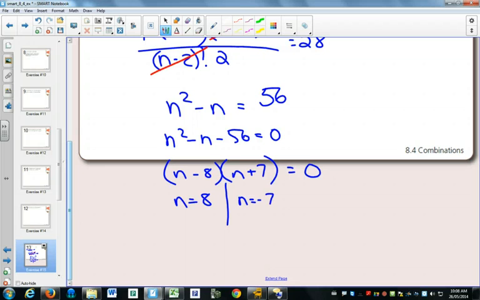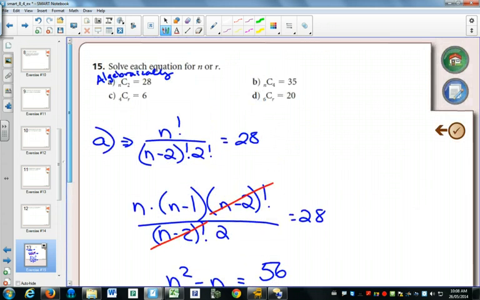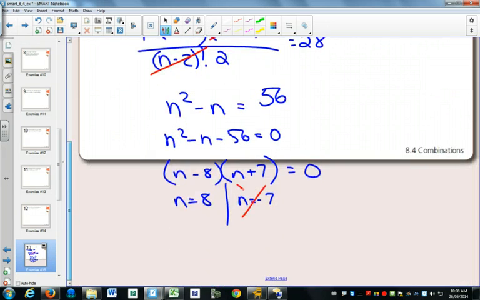And what's the last thing you have to remember? You can't do negative factorial, so if I try negative 7 in the beginning, sure enough, there would be a negative factorial. But 8 would be fine, so this one is extraneous. Put an X through it. And n equals 8 is the only answer.